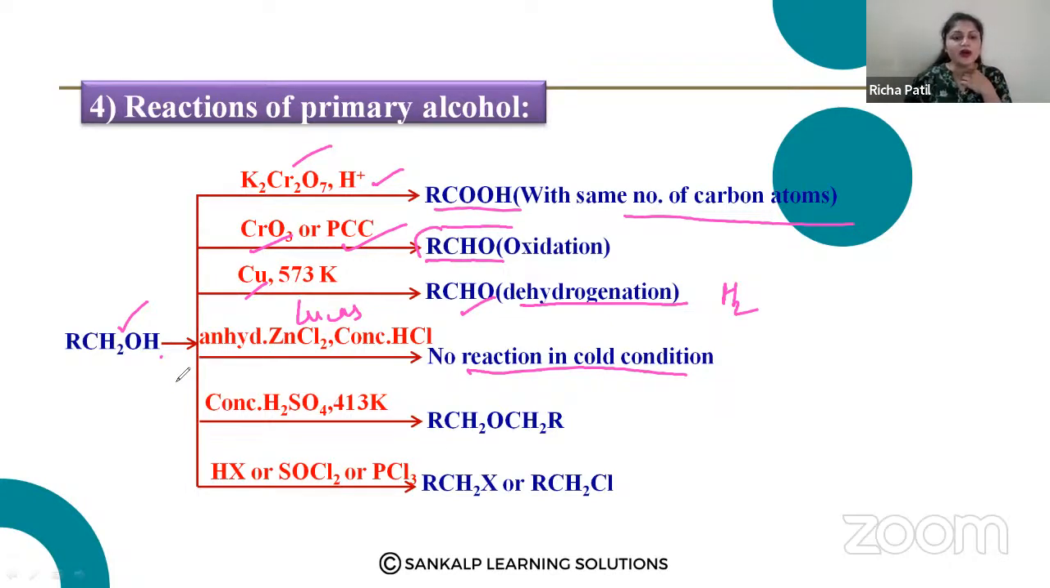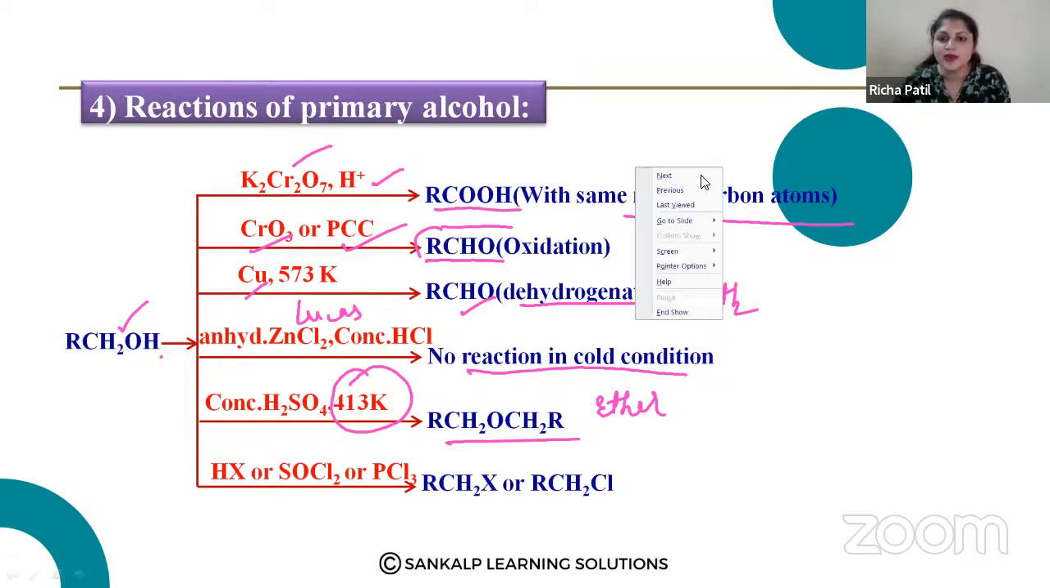Then if you treat your alcohols with concentrated H2SO4 at a temperature of 413 Kelvin, the product obtained is an ether. Alcohol plus this yields you an ether. Then when alcohol is treated with thionyl chloride or PCl3 or hydrogen halide, it yields you what? It yields you an alkyl halide. So here also it is an alkyl halide.